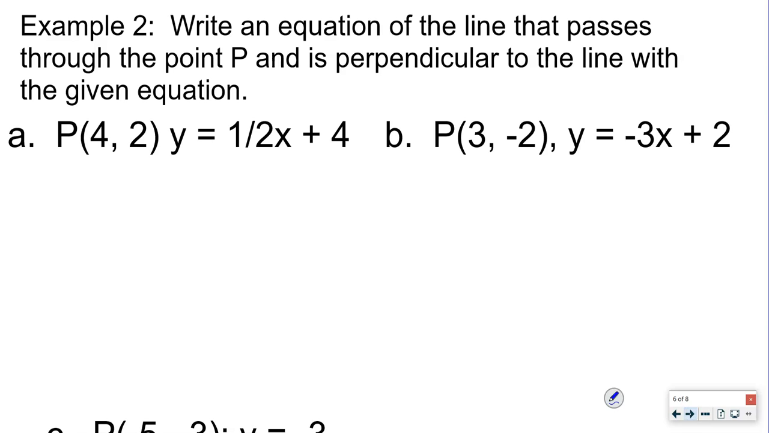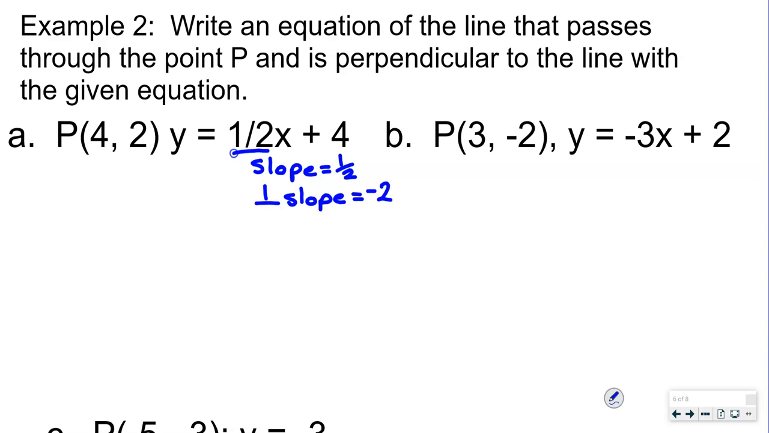All right, now let's do that for perpendicular lines. So we have a point and a line, and we need an equation of a line that is perpendicular to the given equation. So what do we know about slopes of perpendicular lines? They are opposite reciprocal. So if we see a slope of 1/2, the opposite reciprocal of that, or the perpendicular slope, is going to be negative 2, or negative 2 over 1.